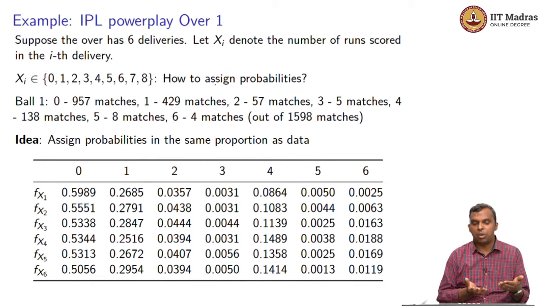And I also want you to think about how, if you want to look at the joint PMF for all the 6 balls, 1598 matches is not good enough. There are just too many cases and they all won't appear even one time, or you can't really put anything down there meaningfully. I'll come back and comment on it for you later on as well. But at least this much we're able to do.